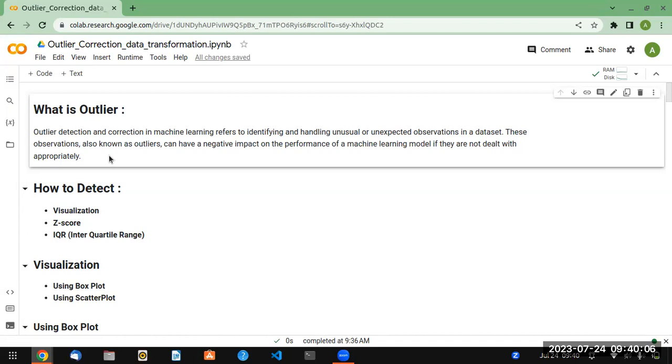So 5 students, each of them scored 5 marks. What is the mean value here? 5. Agree?